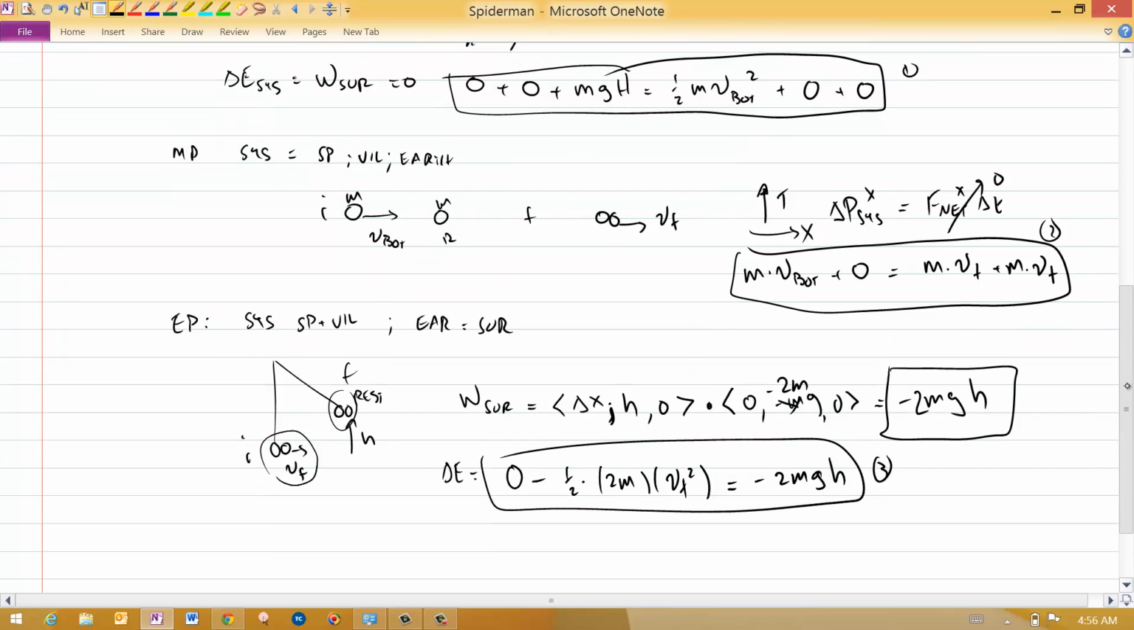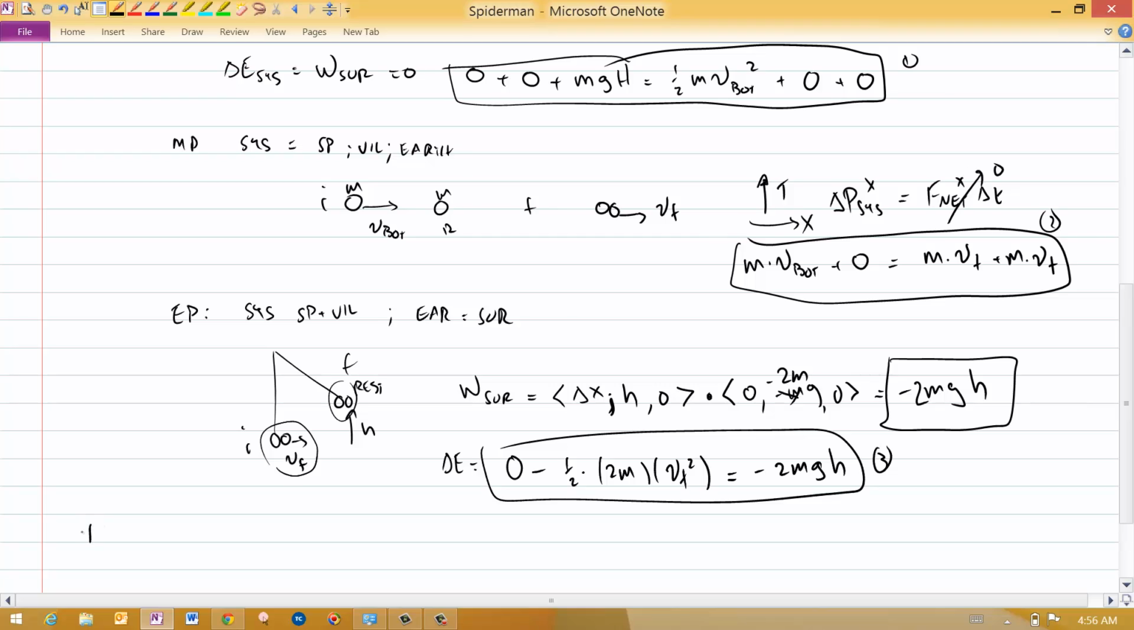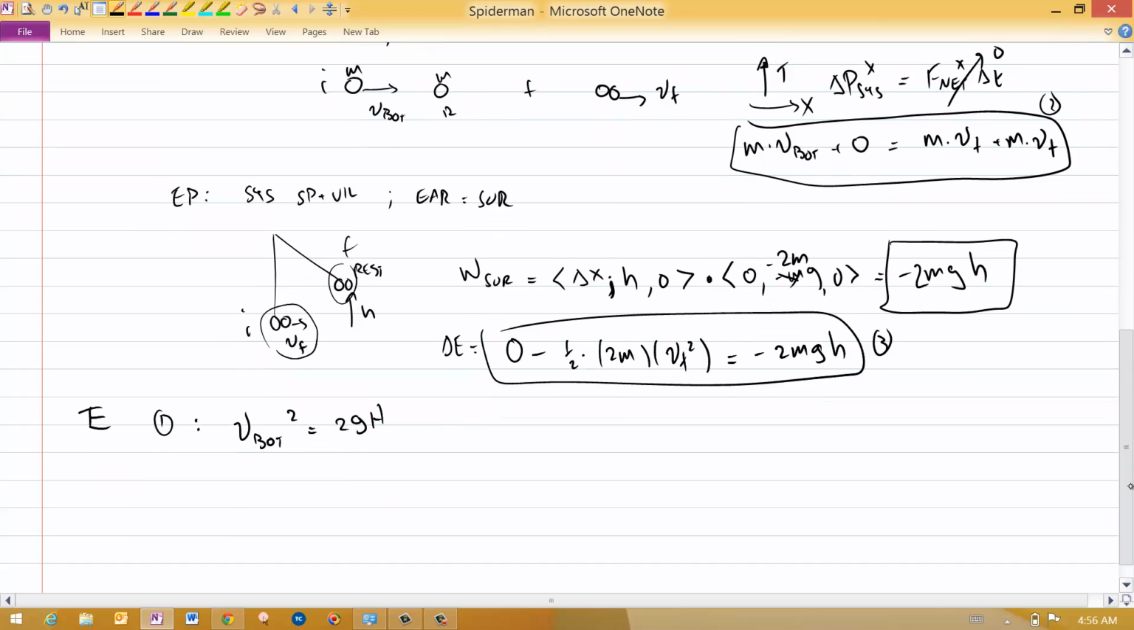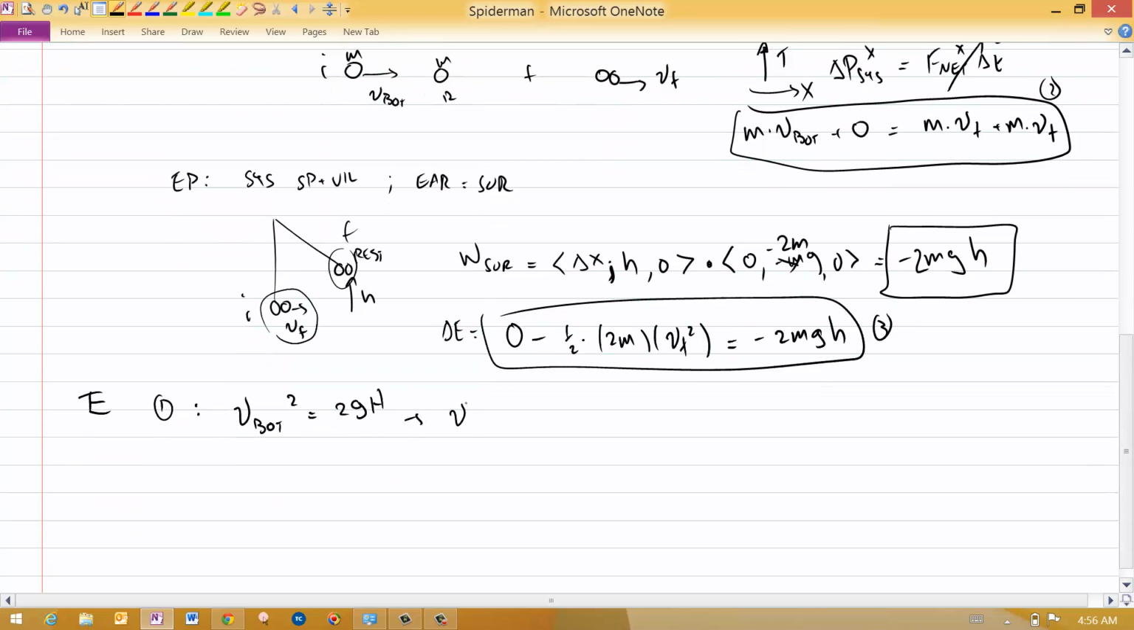So we solve equations 1, 2, and 3. Execute. I've got 3 equations and 3 unknowns. So equation 1 tells me correctly, notice that Spider-Man's mass is going to cancel for that one, so I get v bottom squared is equal to 2gh, and that's it. So v bottom equals square root 2gh.